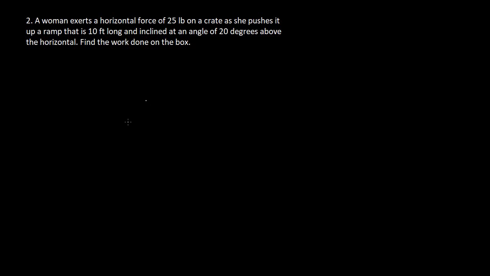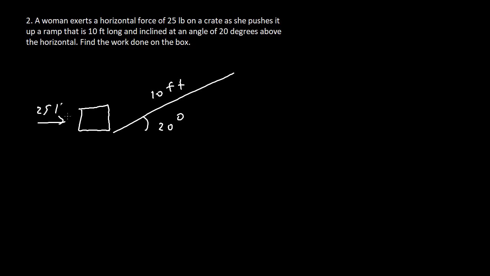So if I were to draw this a little bit, we have a ramp that is 10 feet long, and it is inclined at an angle of 20 degrees above the horizontal. Now, a woman exerts a horizontal force of 25 pounds on a crate as it is pushed up the ramp. So now, if we find the work done here, the formula we have to use is work equals the magnitude of the force times the magnitude of the distance, or just the distance traveled, times cosine of theta. And the reason we know that is because we're given an angle, we're given the magnitude of the force, and we're given the distance traveled.